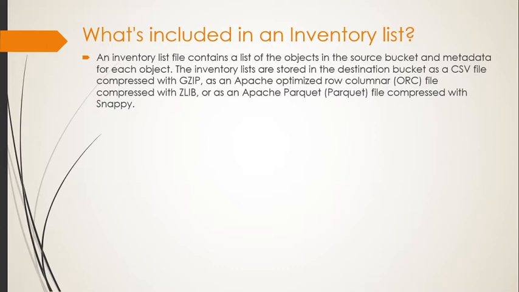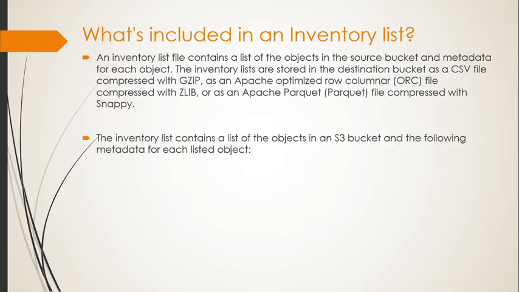The inventory lists are stored in the destination bucket as a CSV file compressed with gzip, an ORC file compressed with zlib, or a Parquet file compressed with Snappy. So it contains nothing but the list of your objects and their metadata, whatever you configured at configuration time. If you select the CSV format, you will get gzip compression. If you select ORC, you will get zlib, and for Apache Parquet, you will get Snappy.